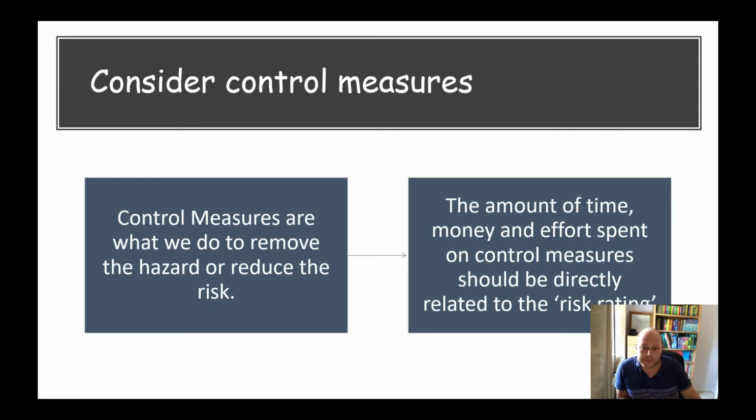Control measures. Okay. Essentially, control measures are what we do to reduce or remove either a hazard or the risk of somebody being harmed by a hazard. And obviously the amount of time and effort spent on the control measures would be directly impacted by the risk rating.